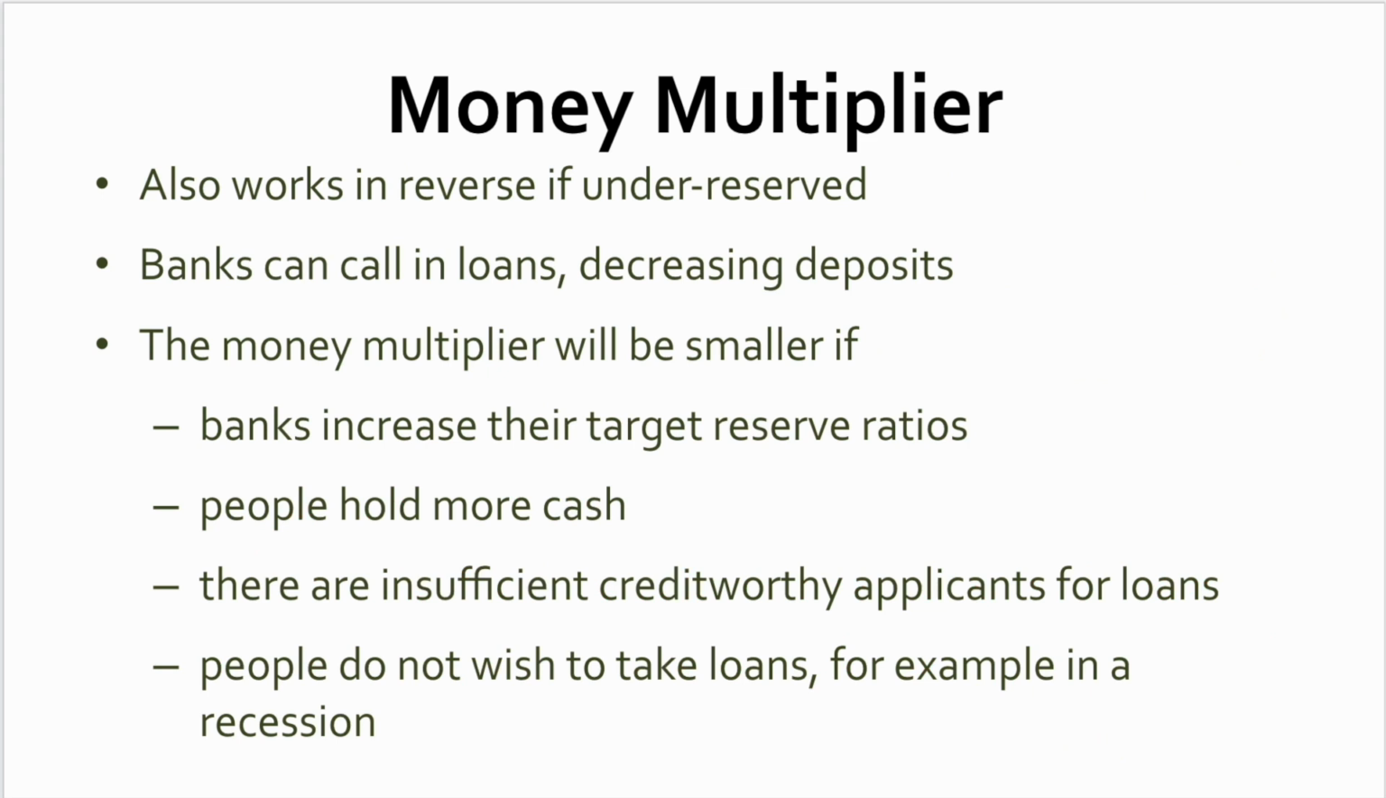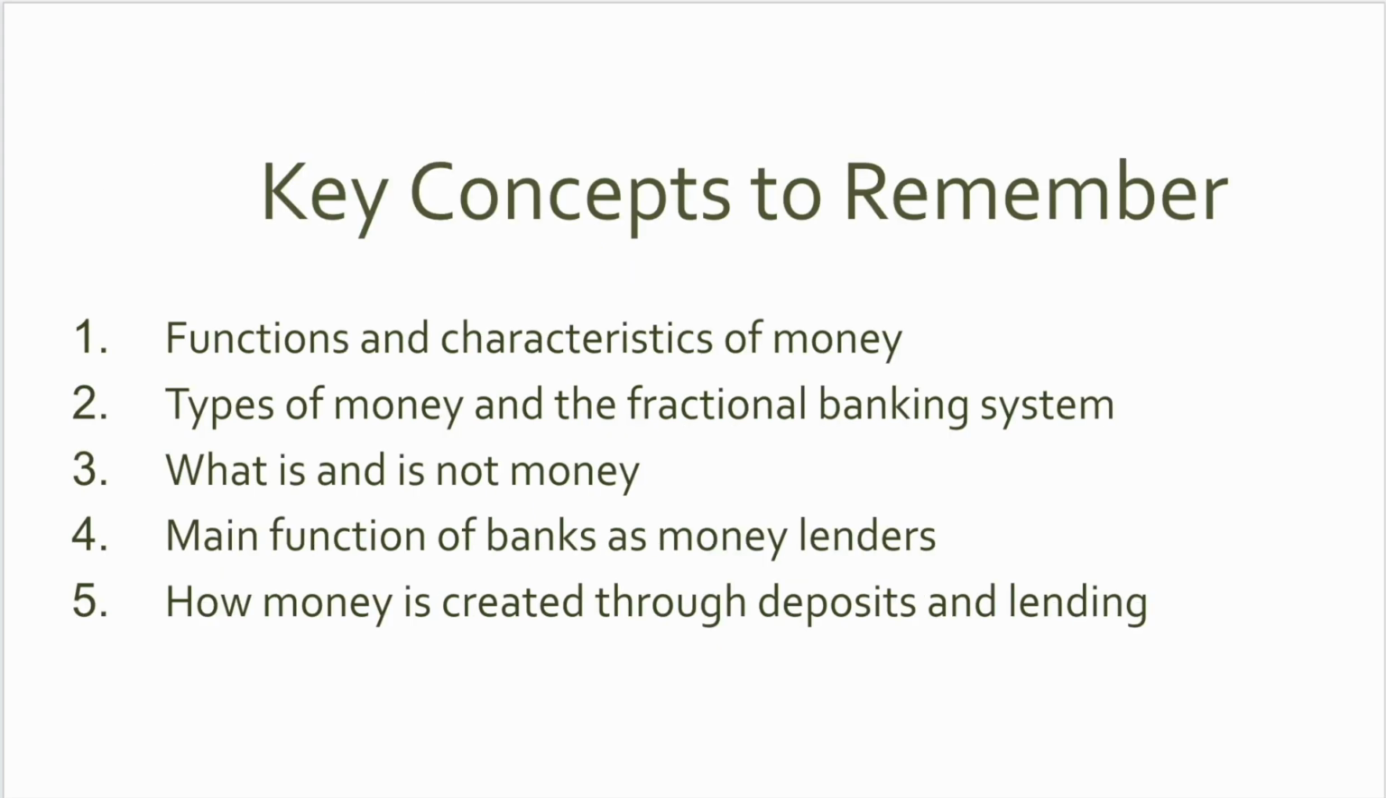So the money multiplier also works in reverse if under-reserved. Banks can call in loans, decreasing deposits. The money multiplier will be smaller if the bank increases the target reserve ratio, if people hold more cash, if there's insufficient creditworthiness amongst applicants, or if people don't wish to take loans, for example, in a recession. That would add up and create an excess money multiplier.